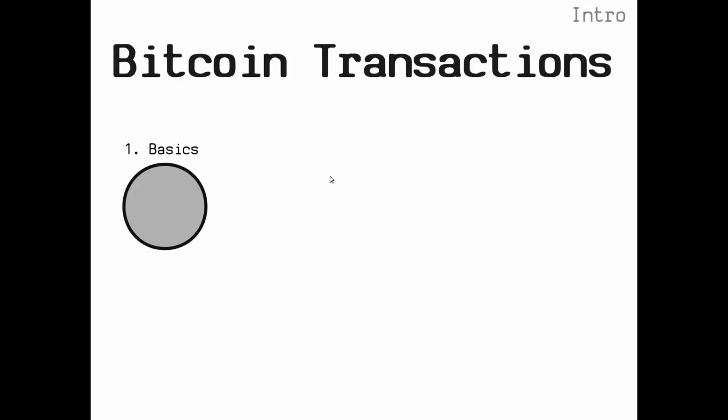I've broken up this presentation like last time into 3 different parts. I'm going to start out with the basics of Bitcoin transactions. I'm going to explain what they look like, what the data is representing, and I'll cover everything you need to know about the structure of transactions and how they work.